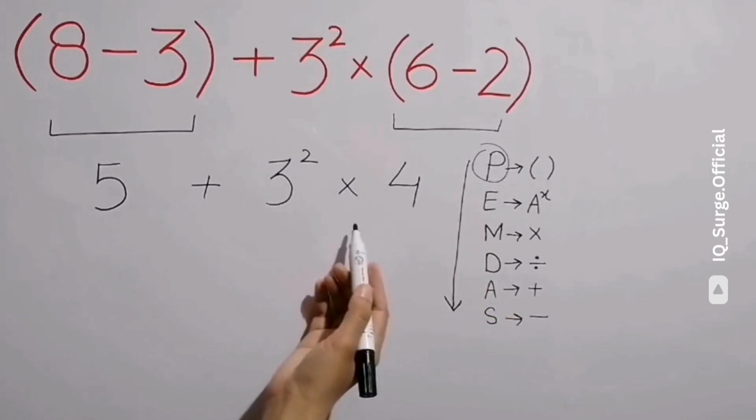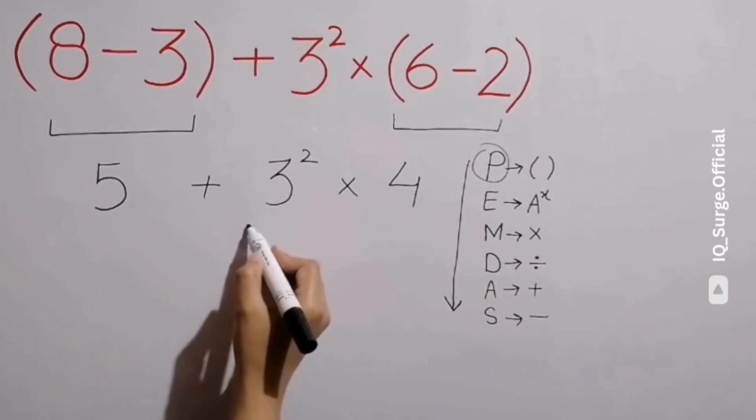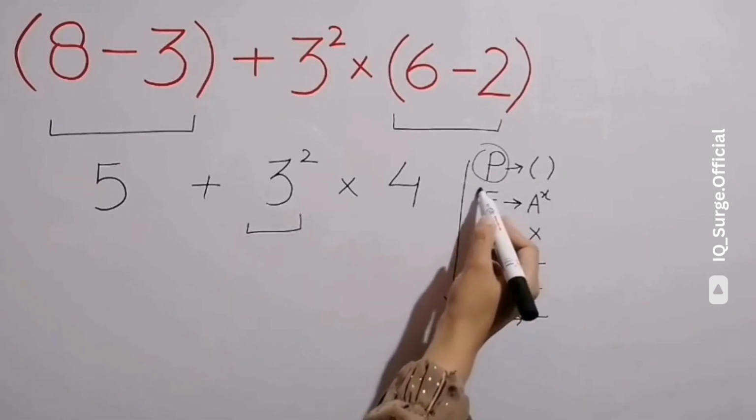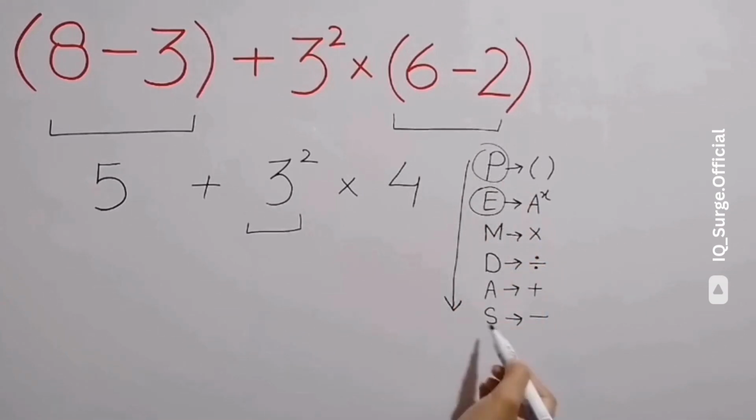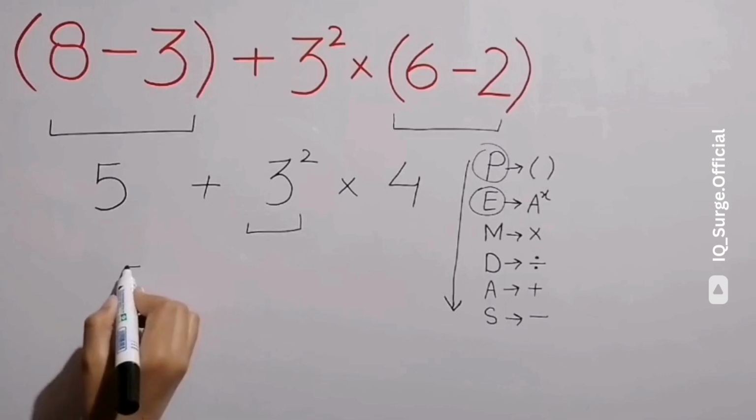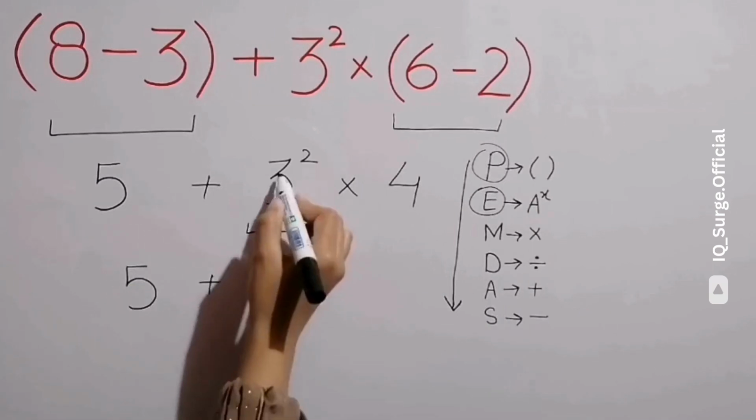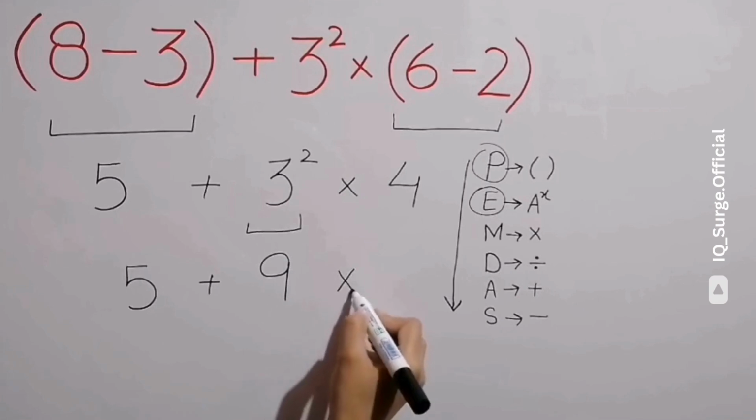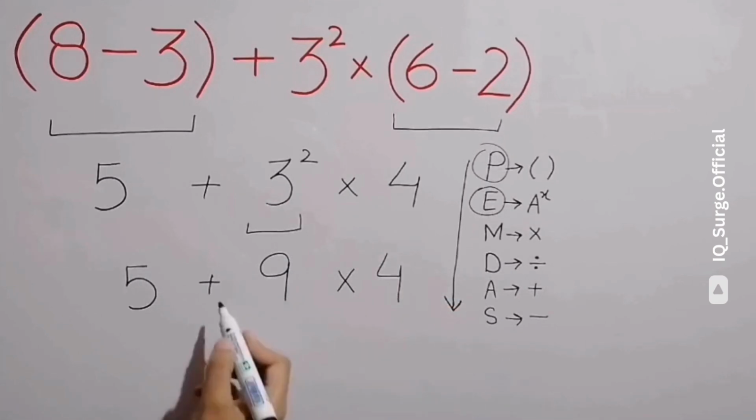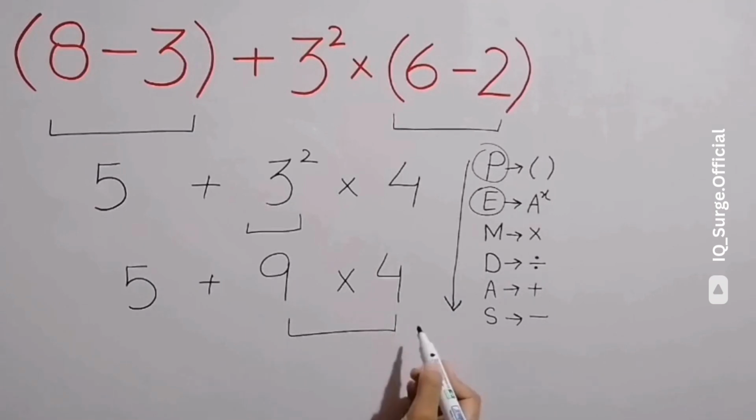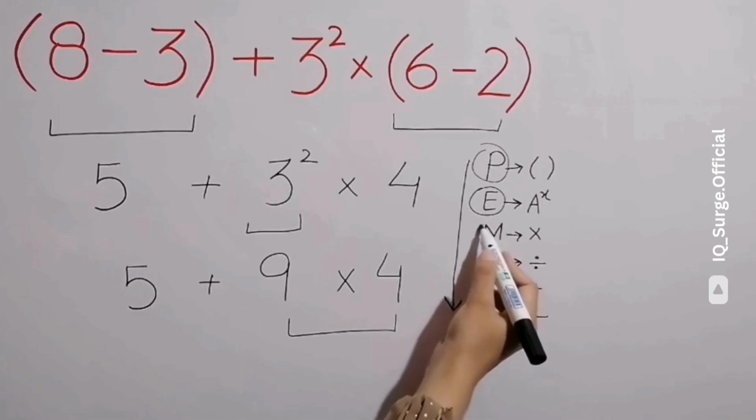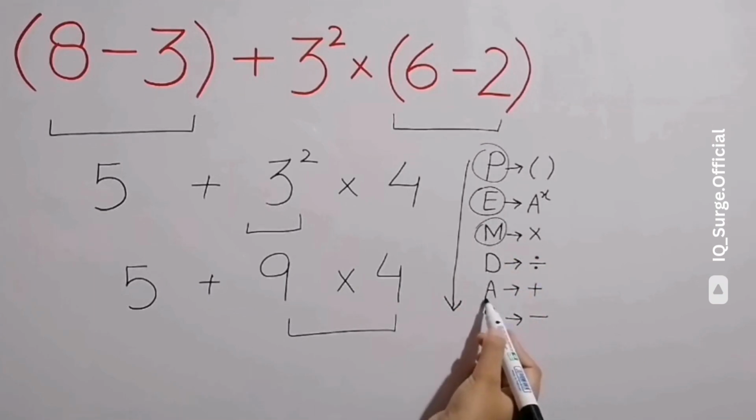And the next step, it's time to handle the exponent, because after parenthesis, exponent has a higher priority than the other operations. So we write this expression as 5 plus 3 times 3 equals 9. Then bring down 4 as it is. Now we have an addition and a multiplication. Finally, we need to perform the multiplication because multiplication has a higher priority than addition.